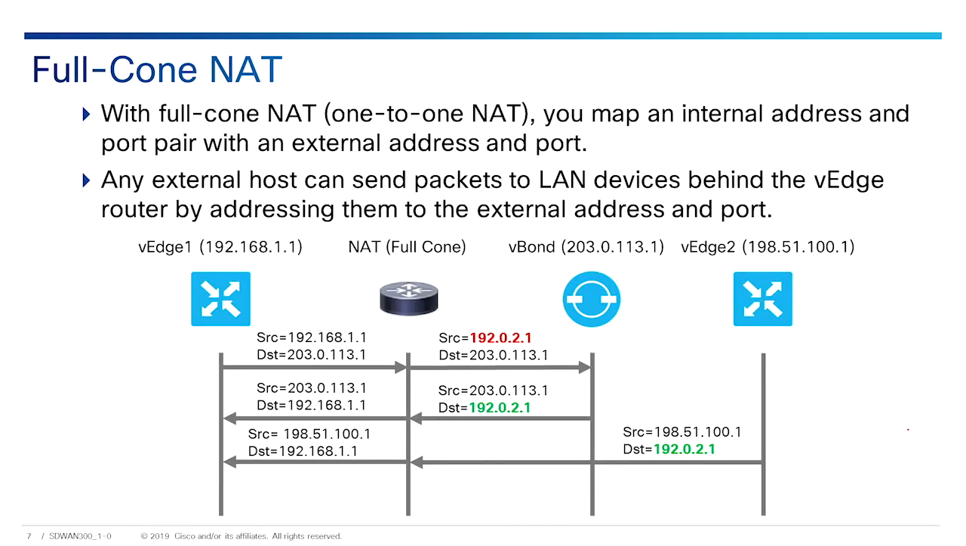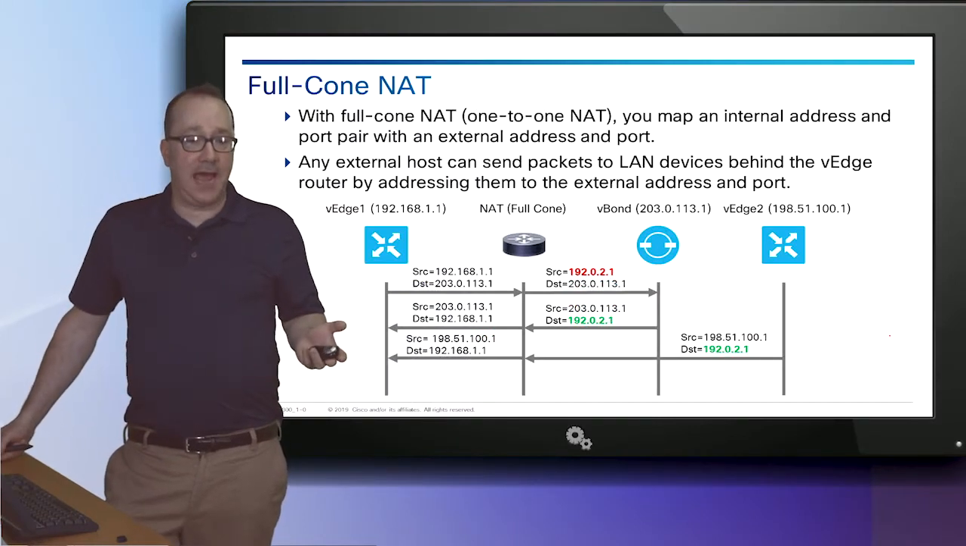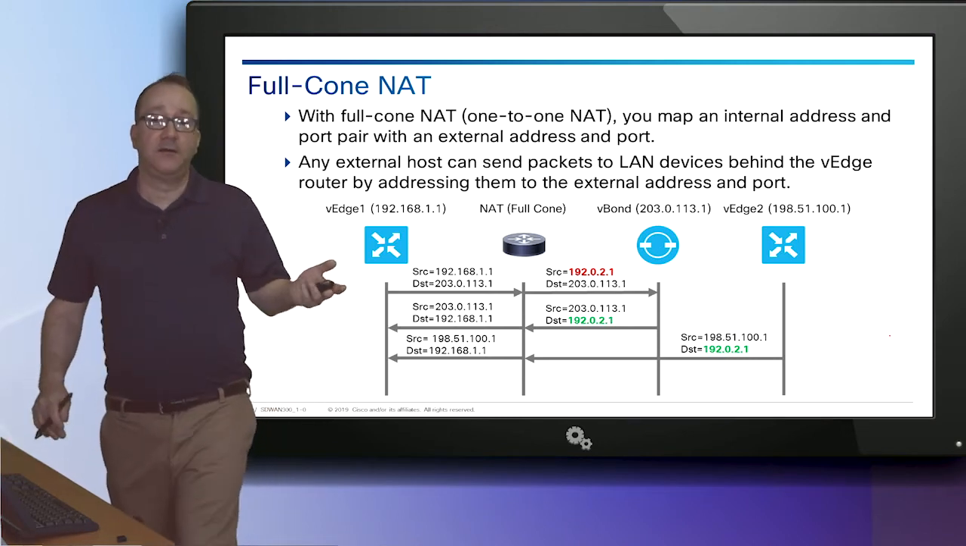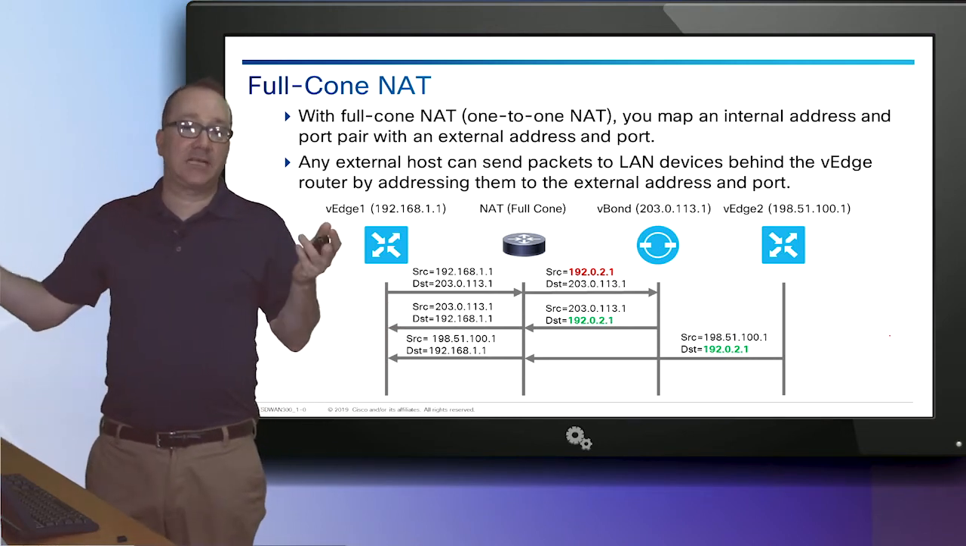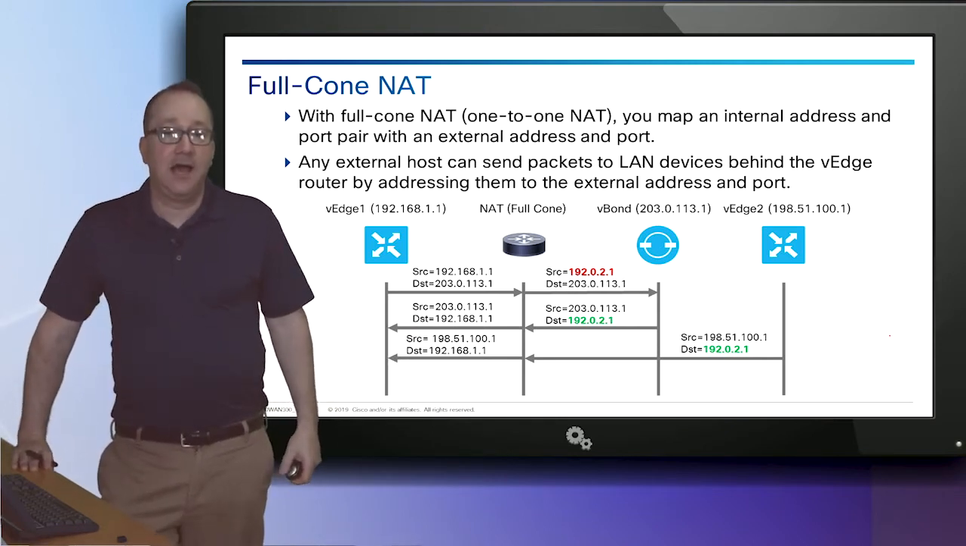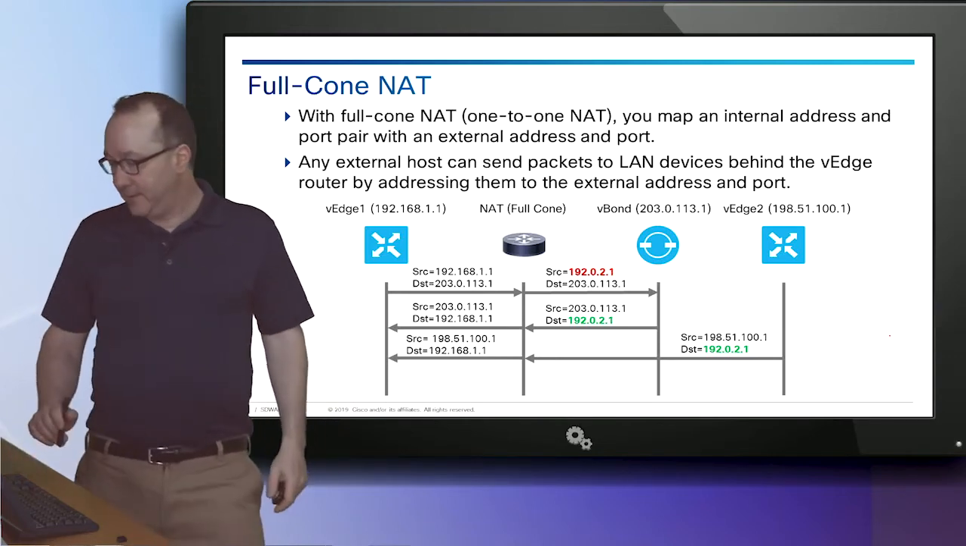Okay, so we mentioned a couple of different types of NAT. The first one I want to talk about is something called full cone NAT. It's also one-to-one NAT, which means we map an internal address and port pair with an external address and port. Any external host can send packets to LAN devices behind the vEdge router by addressing them to that external address and port, right?